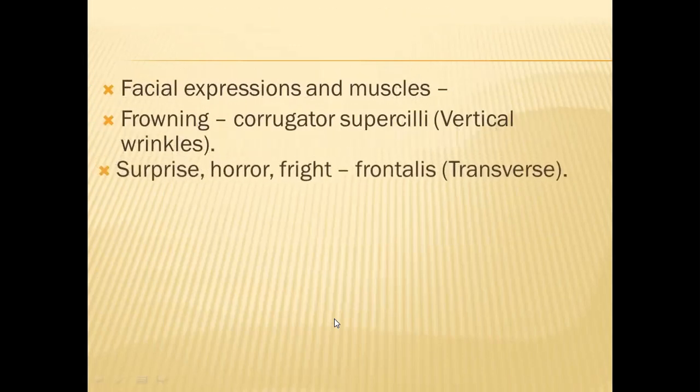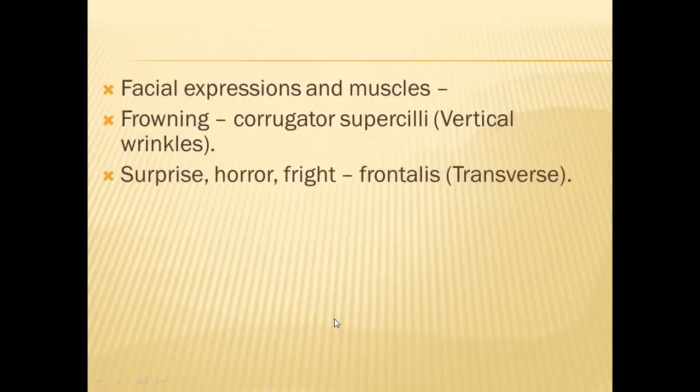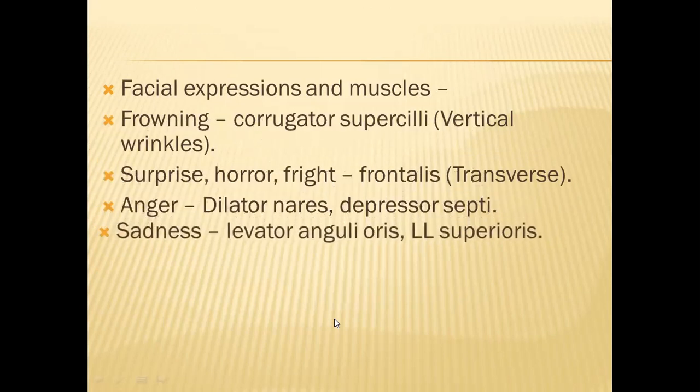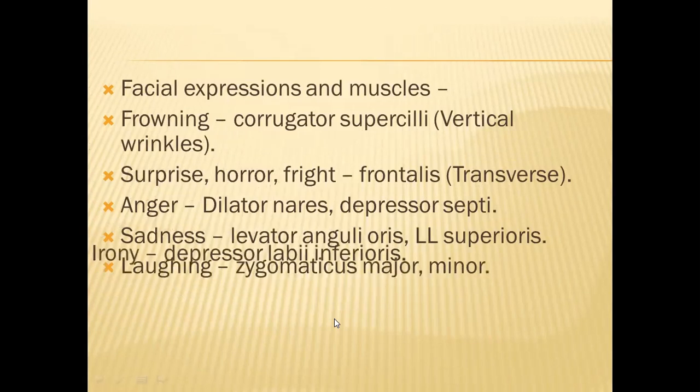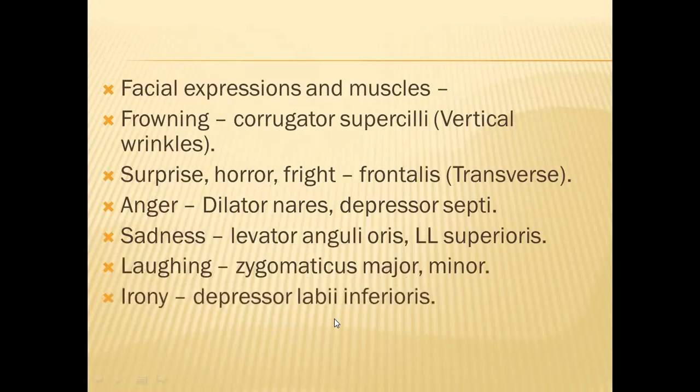Facial expressions and the muscles. Frowning is done by the corrugator supercilii, producing vertical wrinkles. And surprise, horror and fright are because of the frontalis muscle, where transverse wrinkles are formed. Anger is due to the dilator naris and the depressor septi, and sadness is because of the levator anguli oris and the levator labii superioris, and laughing is because of the zygomaticus major and minor.